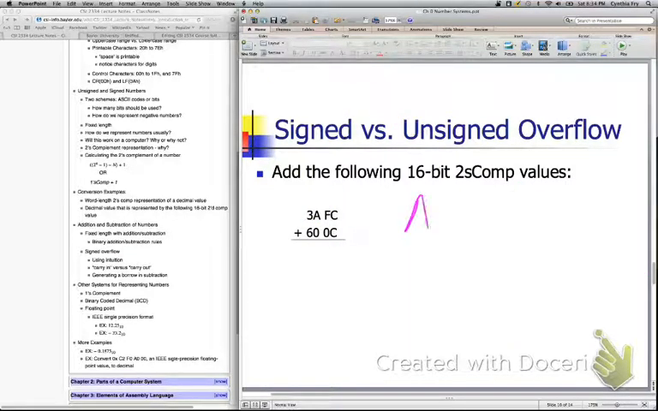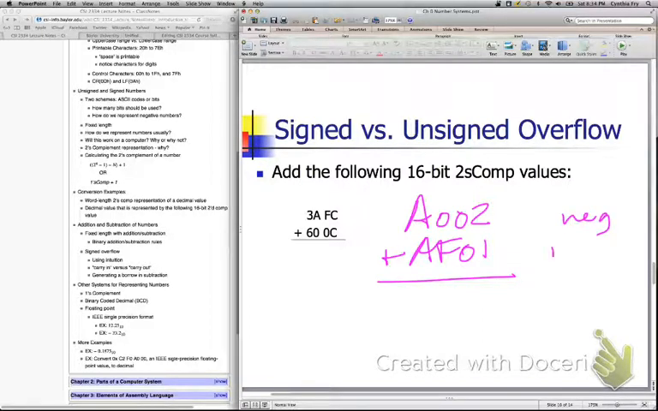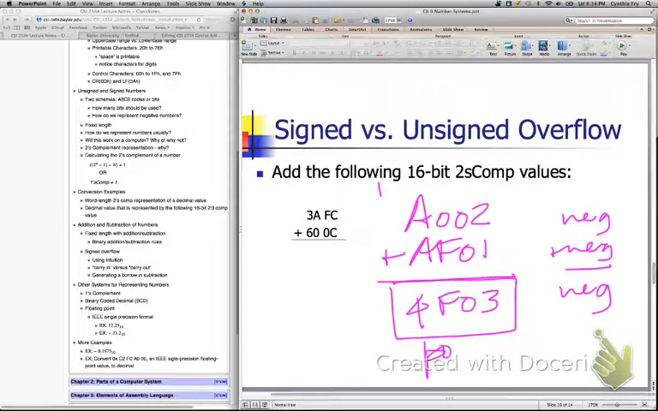Let's say A002 plus AF01 instead of 6F01. So here I'm adding two negatives. I should get a bigger negative, and in this case I get 3, 0, F. 10 plus 10 is 20. 16 goes into that once with 4 left over. Whoops, I got a positive. So guess what? In this case, signed overflow occurred, which means my answer is incorrect.